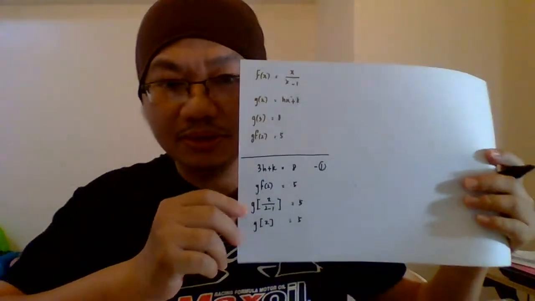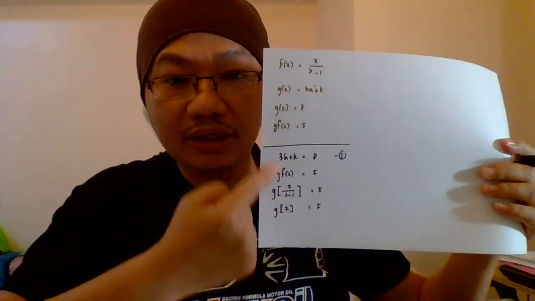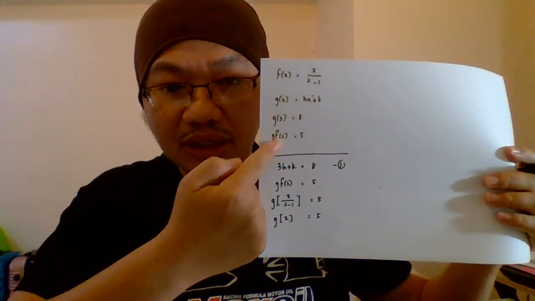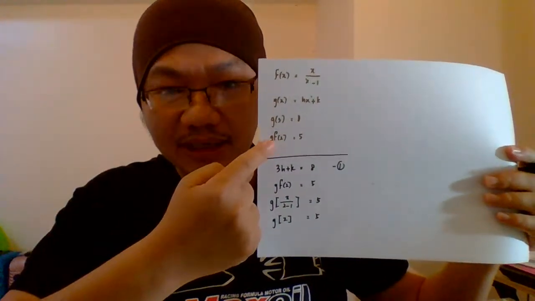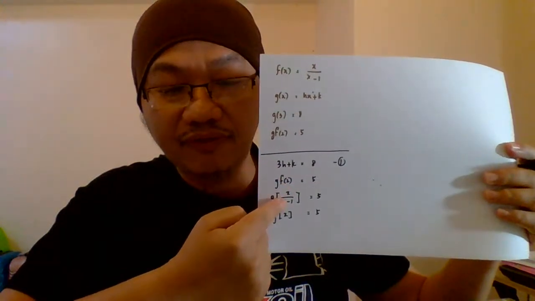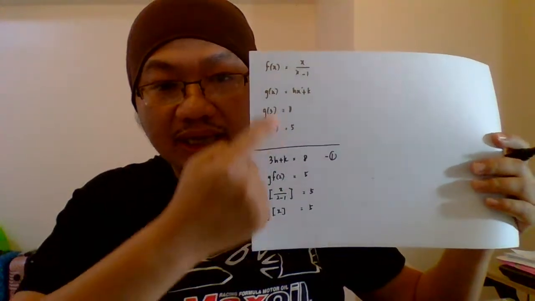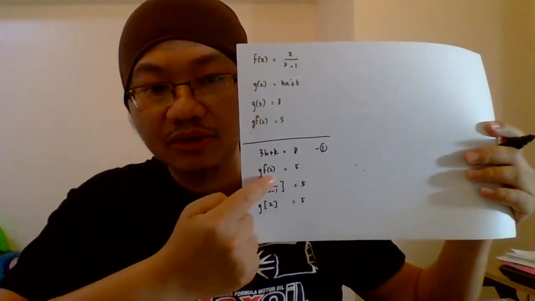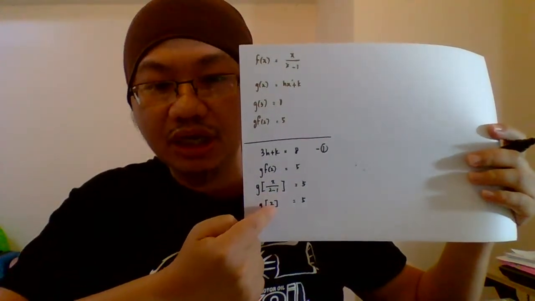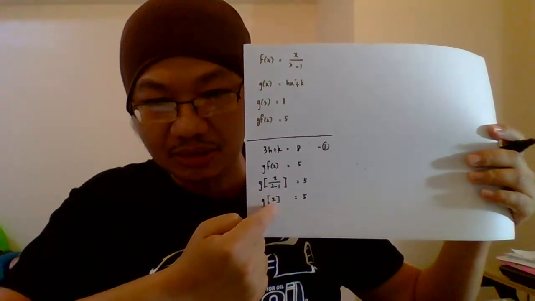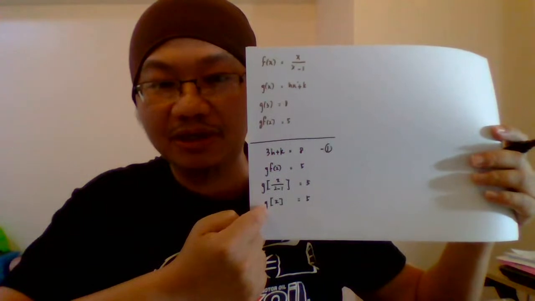Now, the second piece of information given is gf(2) equals 5. How do we solve it? I'm using the second method, so I substitute f(2) first into the function of f. All the x here, I replace with 2. 2 over 2 minus 1 is 2 over 1, which is 2. And then this 2 is another value, which is the object of g. So this 2 we need to substitute into g.